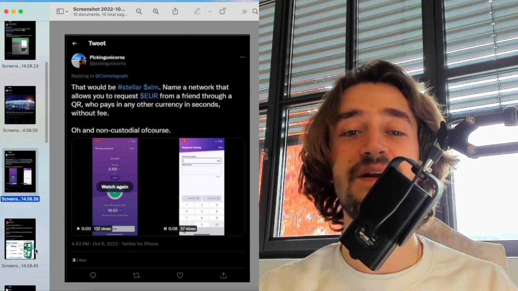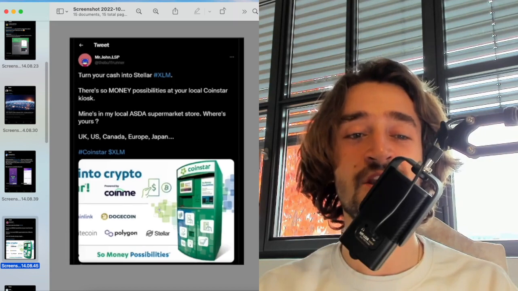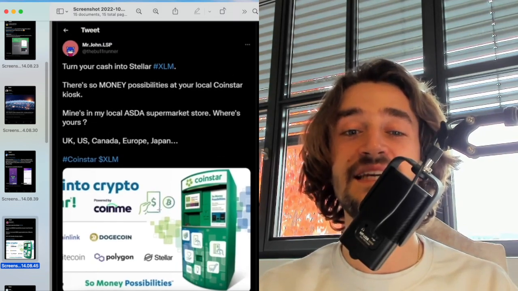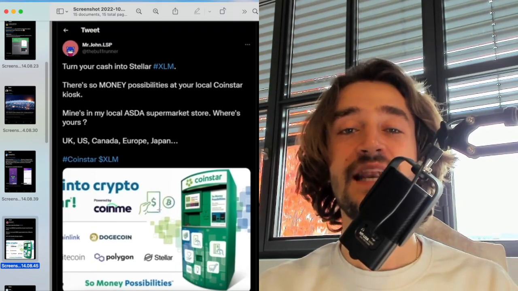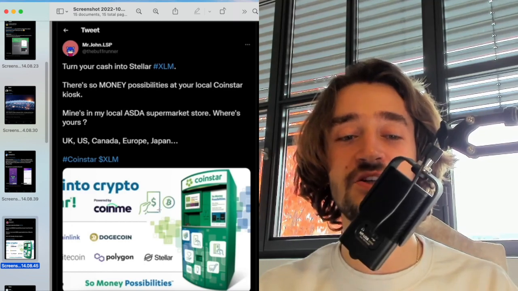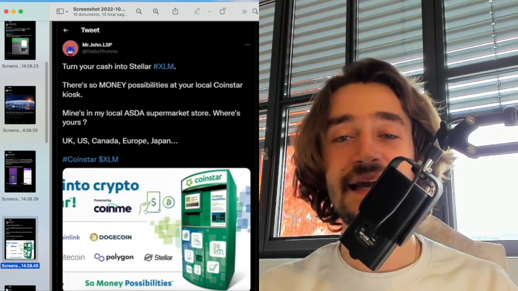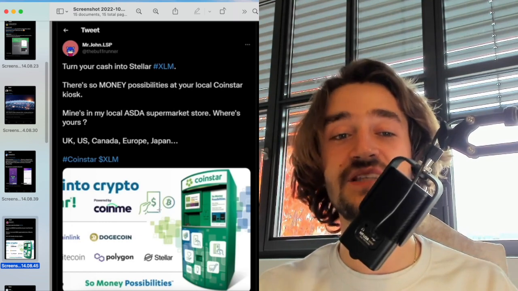There's no money possibility at your local Coinstar kiosk. Mine's in my local ASDA supermarket store. Where's yours? Now, we've talked about Coinstar and its partnership with Stellar. The fact that is important to mention is the scale, right?